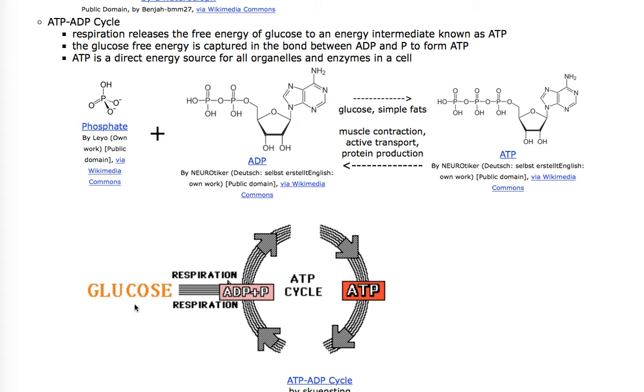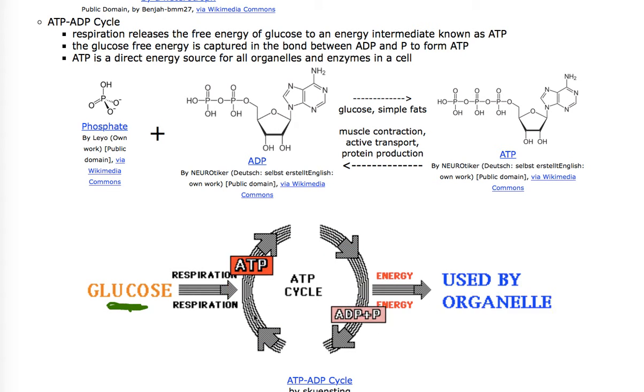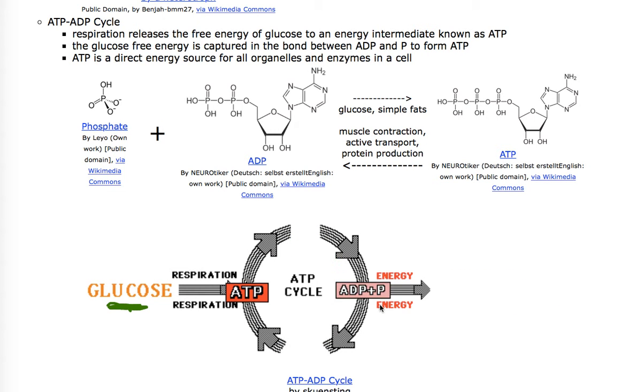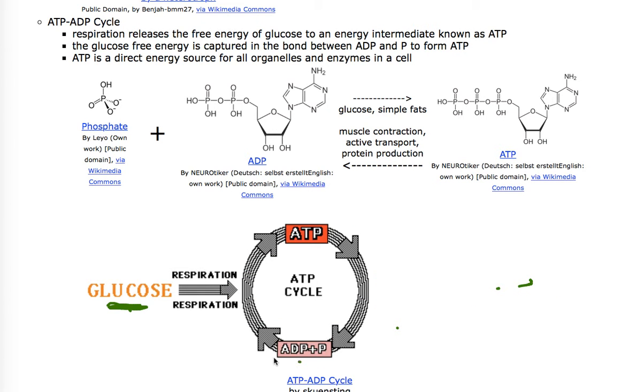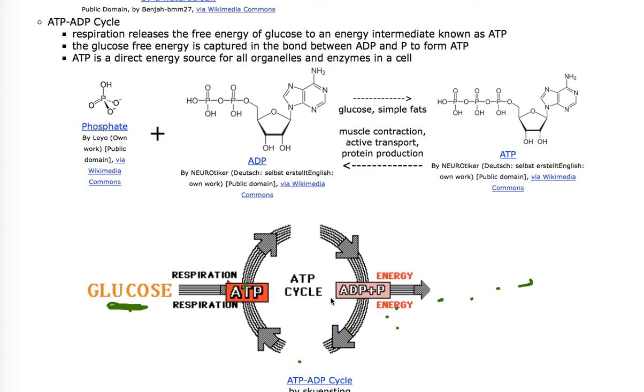The ATP-ADP cycle is summarizing this. Basically, we burn glucose, C6H12O6, to convert ADP and phosphate to ATP. The ATP then is used by organelles for fuel. When that happens, the phosphate's broken off and it's ADP and phosphate again. Then we put them back together, the organelles take them apart. We put them back together, the organelles take them apart. And it keeps going around and around.